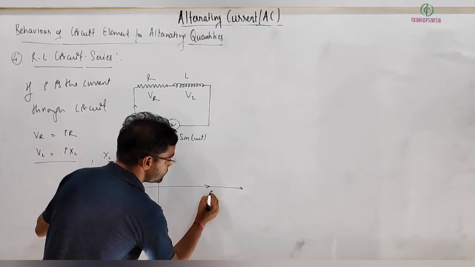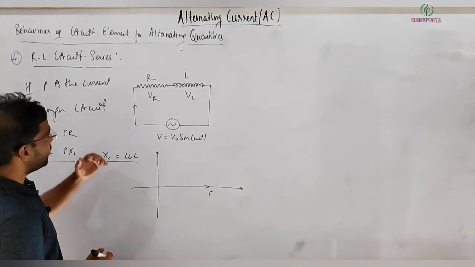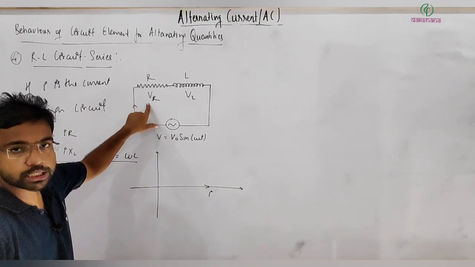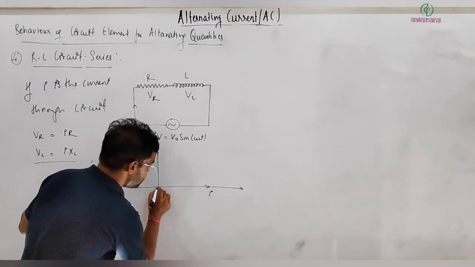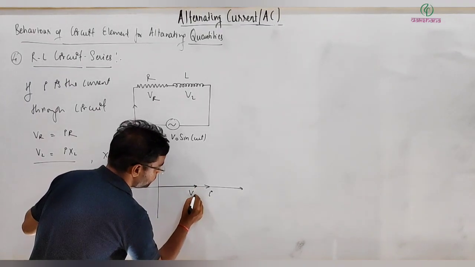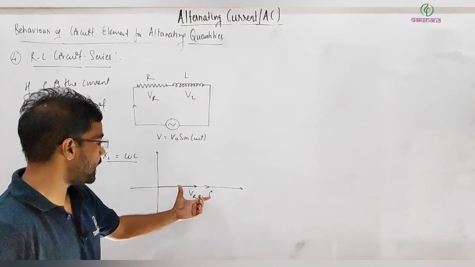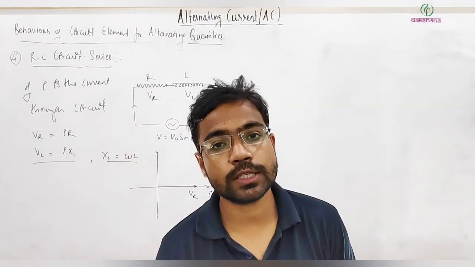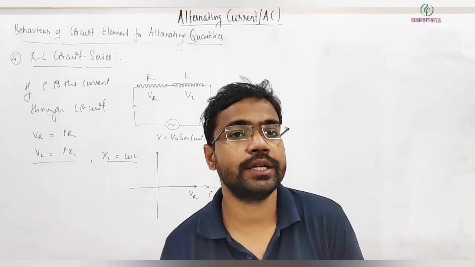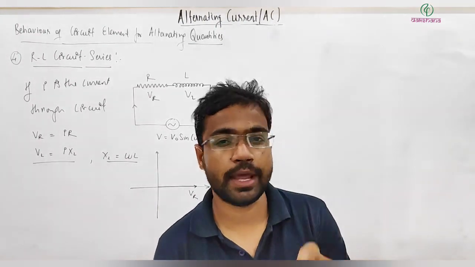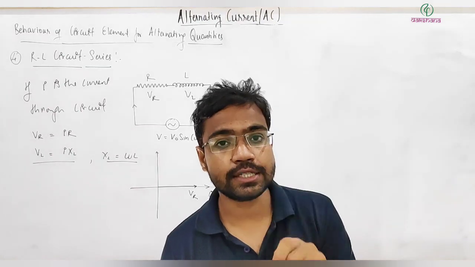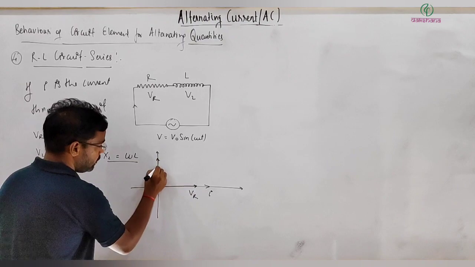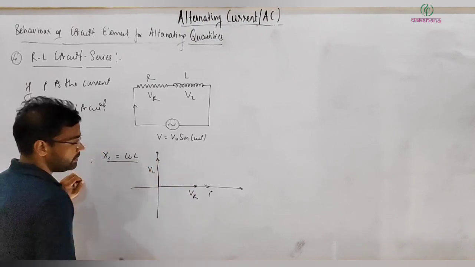So let's say this is I, correct? Then I know that I and V across the resistor are both in the same phase, so I can write this as VR. And what if I is along this direction, then what about the potential drop across the inductor, does it lead the current or lag the current? You must remember that, and the answer is it leads by 90 degrees. So that's why VL will be along this way.